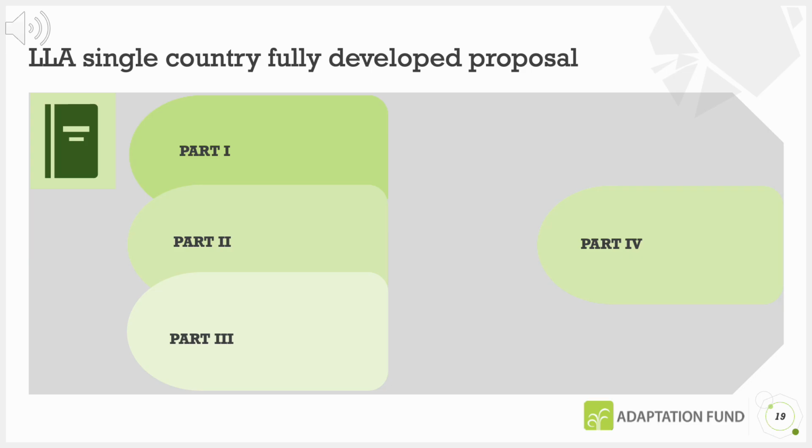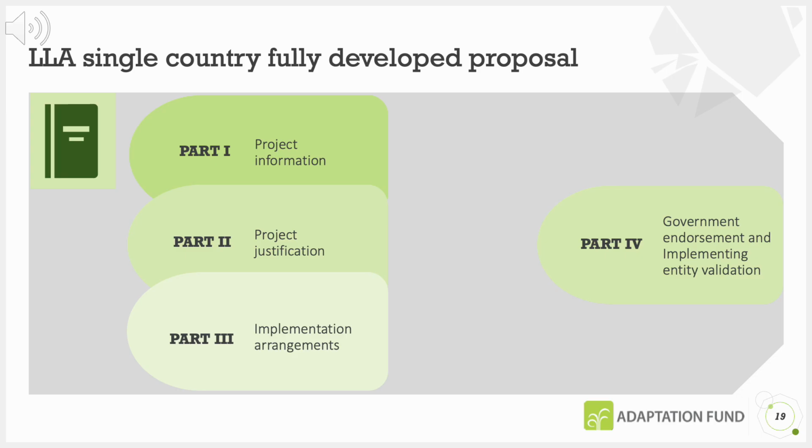Step 3. The fully developed proposal. The LLA fully developed project or programme proposal has 4 parts. Part 1. Project Programme Information. Part 2. Project Programme Justification, with a focus on LLA in A, B, D to H, and J. Part 3. Implementation Arrangements, with a focus on LLA in A to D. And Part 4. Endorsement by governments and certification by the implementing entity.